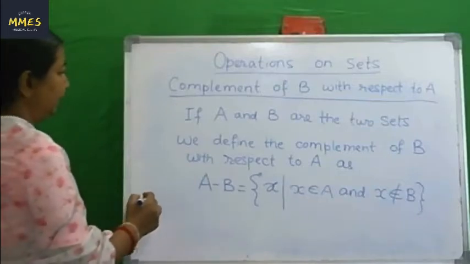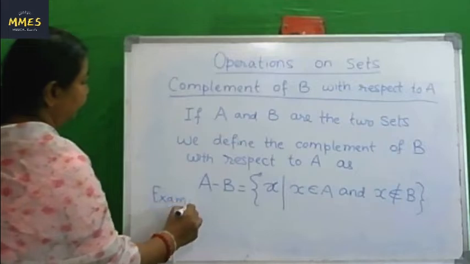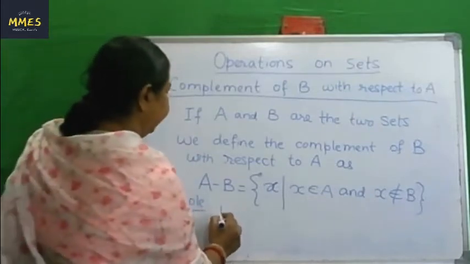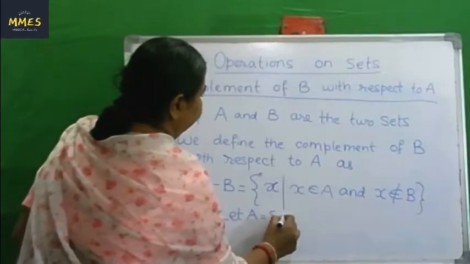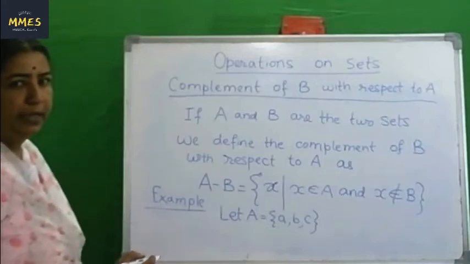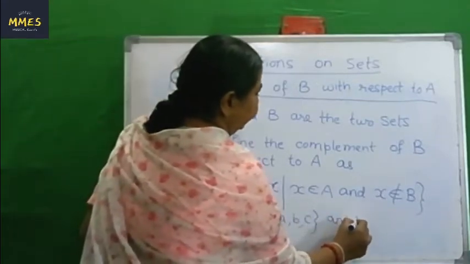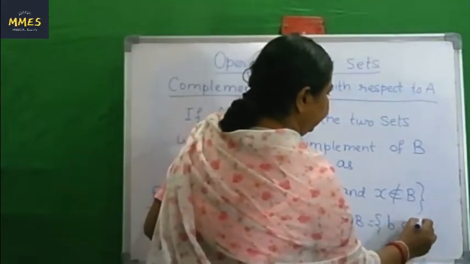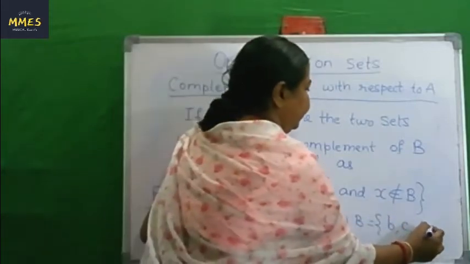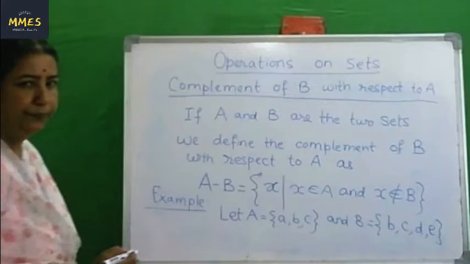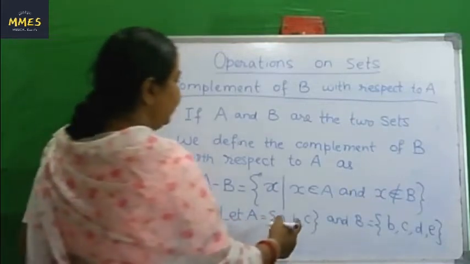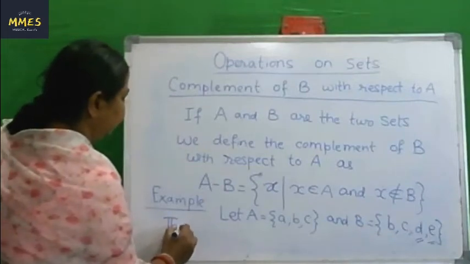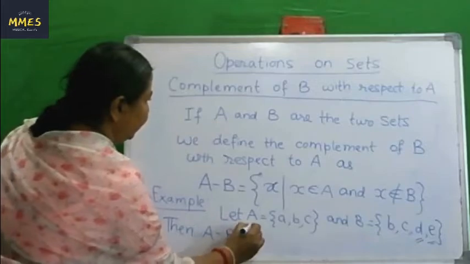Let us take an example. Let A is equal to A, B, C. And B is equal to B, C, D, E. Then the elements which do not belong to A are D and E. So then A minus B is equal to D, E.